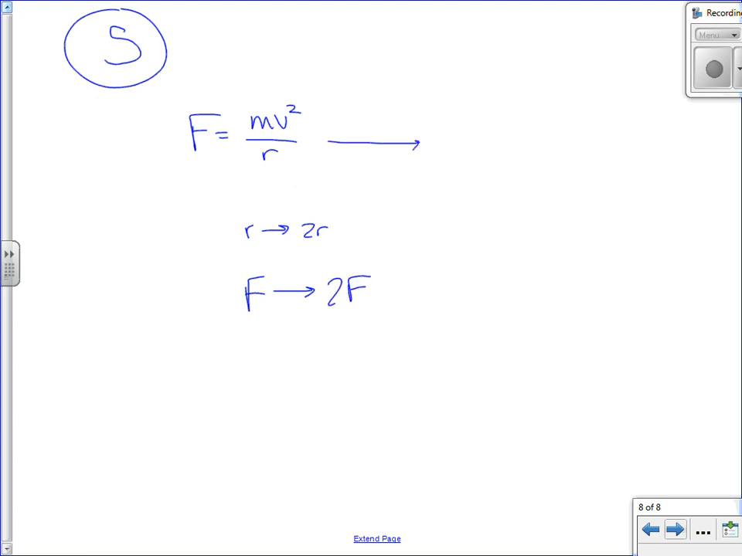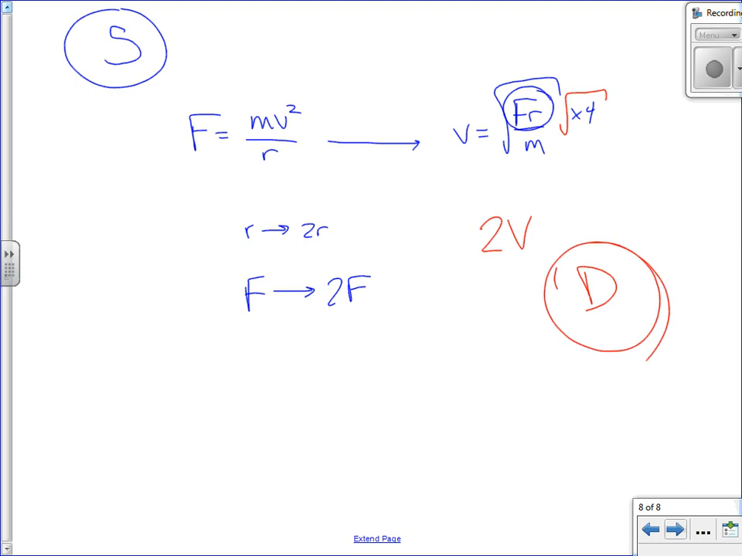Well, what I would do is write this in terms of v, or solve this for v. v equals the square root of F r over m. If we double r and double F, that means we're increasing this by a factor of 4. But it's under the square root. So the new speed is 2v. Okay? Okay. 6.